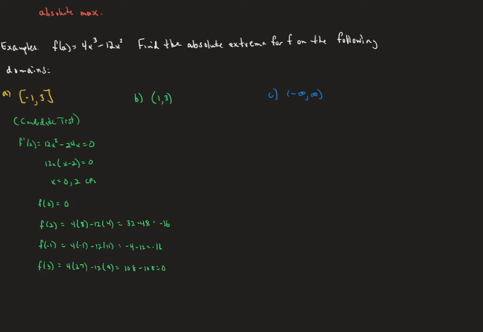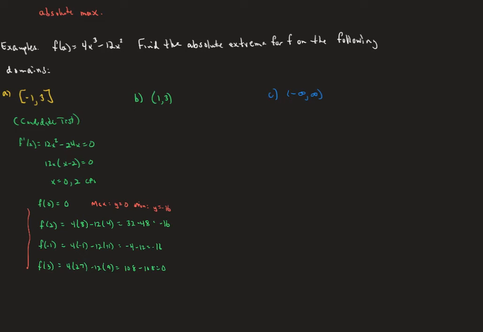So we look at all the choices, and we see that the largest of all of those is going to be y equals 0. And the minimum of all of those is going to be y equals negative 16. Okay, and our justification is just our work.